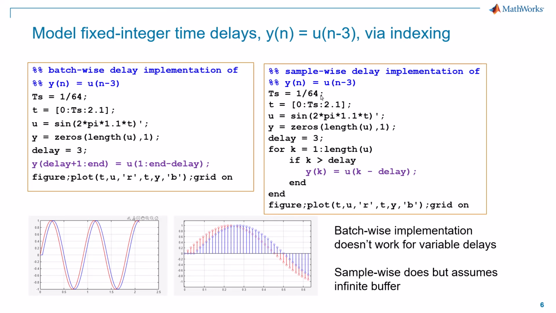For the sample-wise delay implementation, we have a for loop, and that looks more like the actual equation of what we want to implement. y(n) is equal to u(n minus 3). Here I just say y(k) is equal to u(k minus delay), and that's all done inside of a for loop. Pretty straightforward. Now, the snag, of course, with the batch-wise implementation, although it's only a one-liner, is that it doesn't work for variable delays. This is assuming here a fixed delay of some amount.